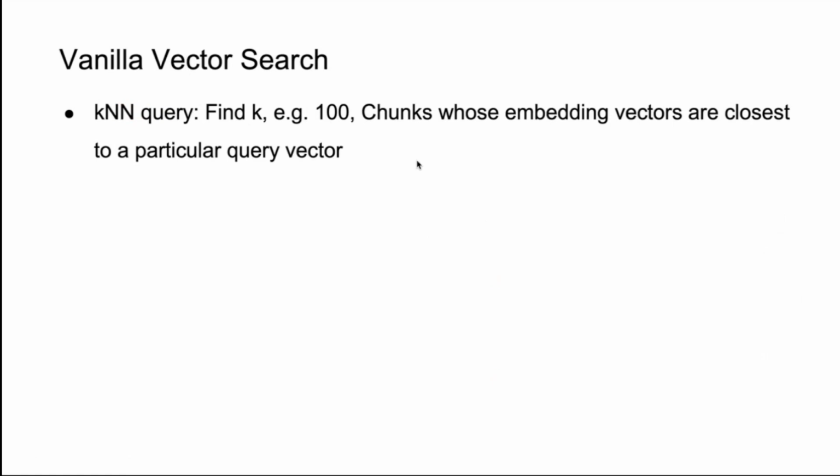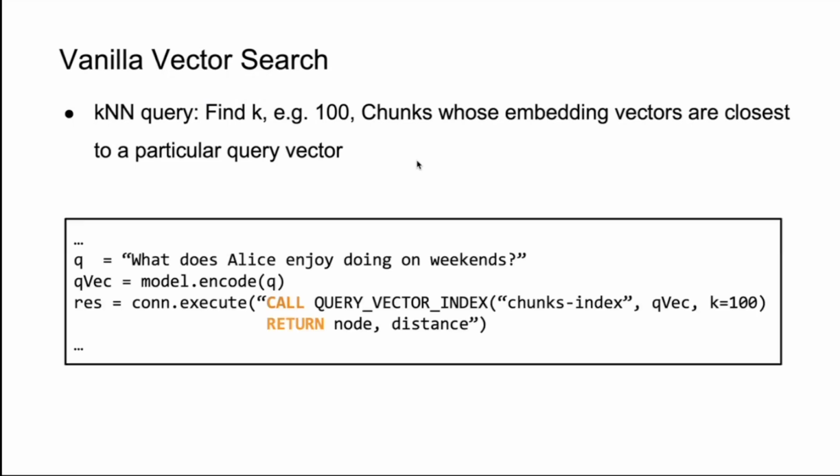Okay, so for example, find the 100 chunks whose embedding vectors are close to a particular query vector. That would be a vanilla vector search query.